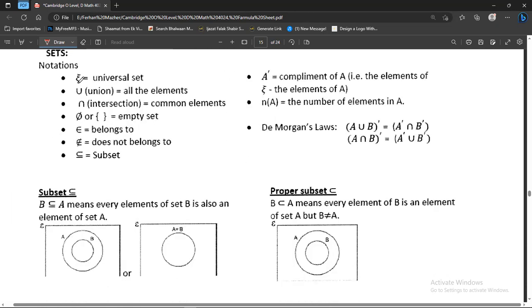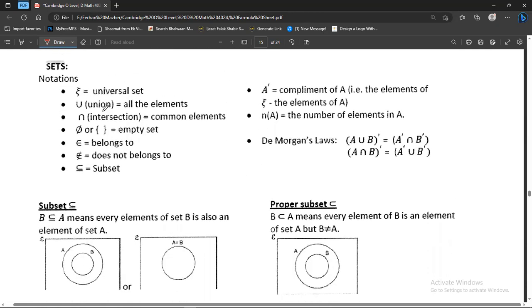Then we have sets. This is the symbol for the universal set. This is the symbol for union, which means you take all the elements of, for example, A union B: you take all the members of A and B, but do not repeat a member. This sign is for the intersection, and that means the common elements. Here we only take the part which is common, or the overlapping part, in the two sets. This set is called phi, or the empty set, or we call it the null set.